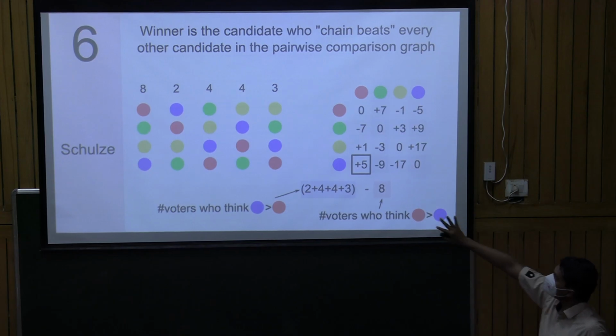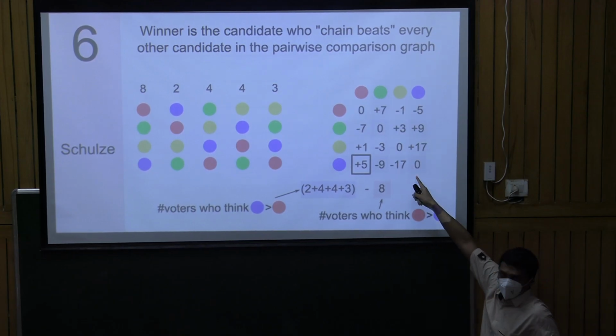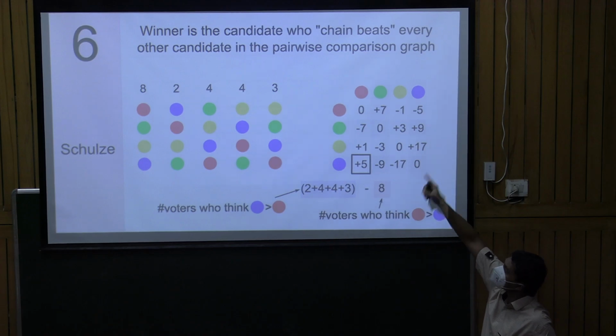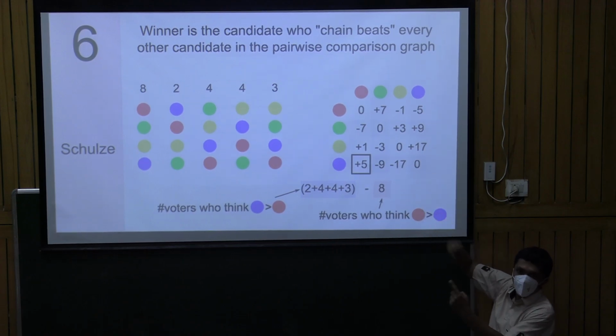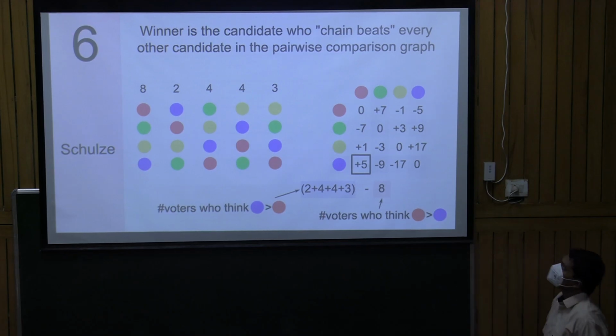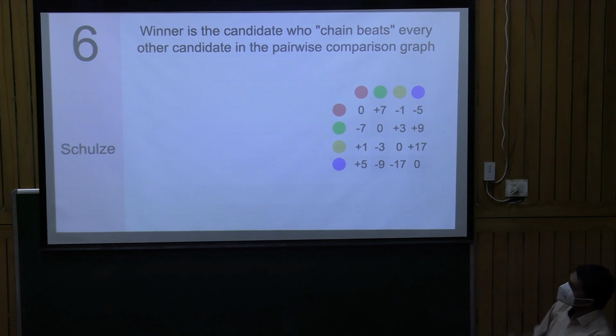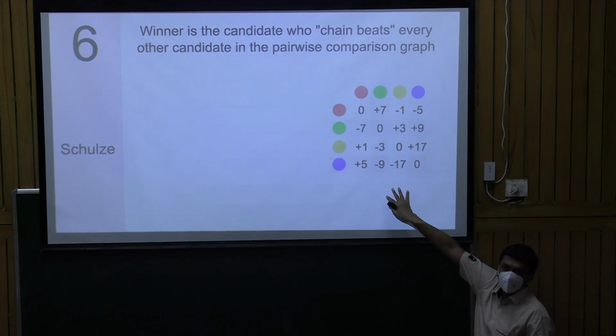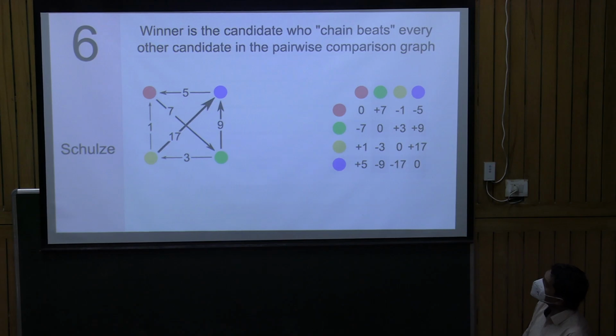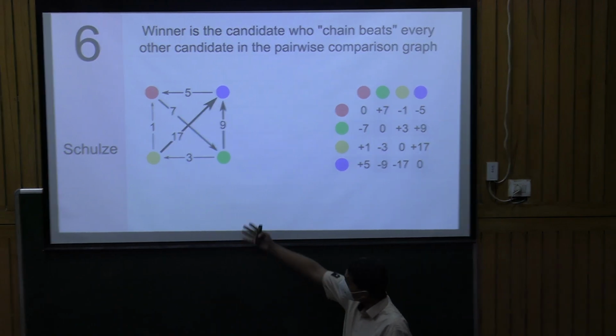So I fill in this matrix. Notice that the diagonals are 0, and it's a skew symmetric matrix. So the mirror entries have opposite signs, mirror across the diagonal. Now let me forget about the votes because I have a lot of information in this matrix. And now I'm going to represent this matrix as a graph.